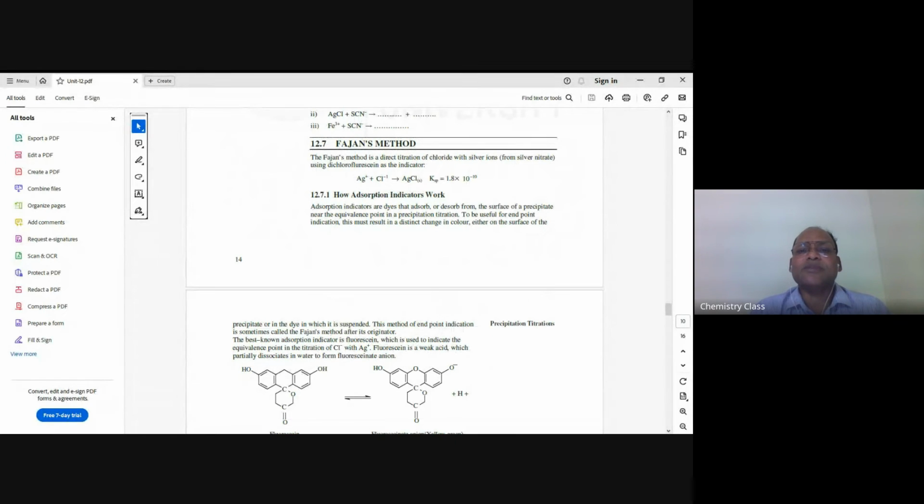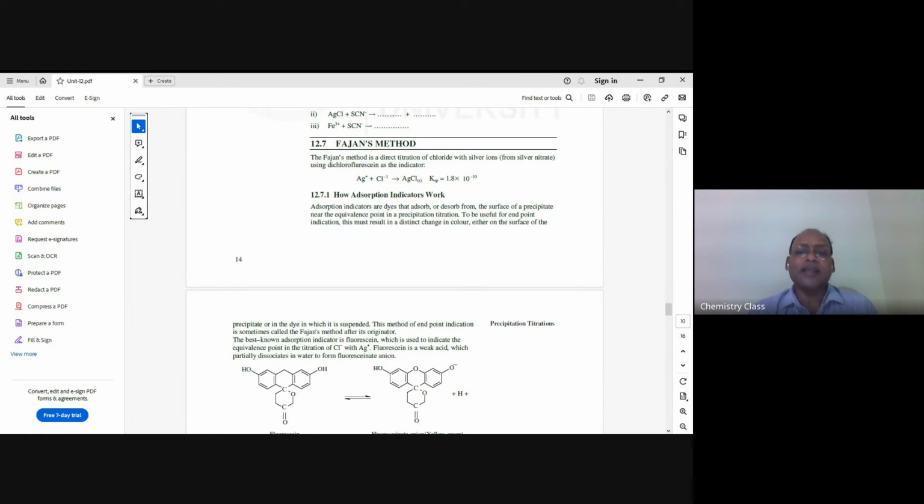Okay, then it is Fajans' method. So Fajans' method is another method. These three methods, Mohr's method, Fajans' method, and Volhard's method, are all important for your semester, so be careful. The Fajans method is a direct titration of chloride with silver ions.